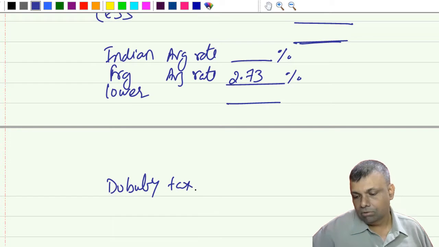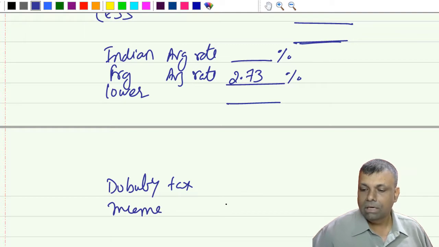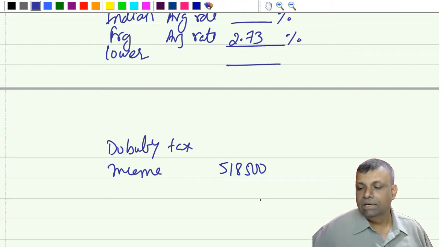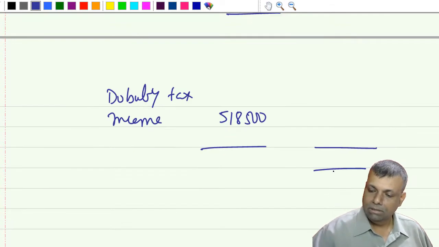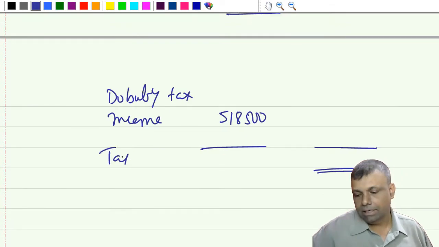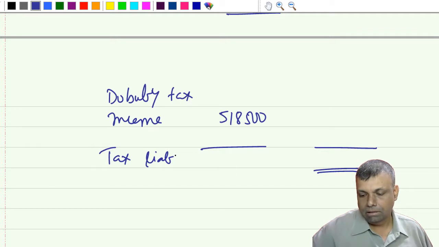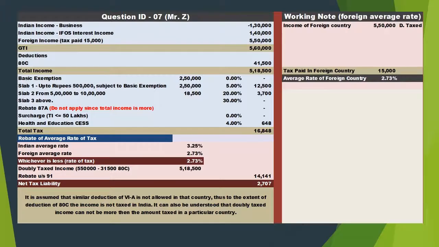Doubly taxed income is one of the main points. Here the doubly taxed income will be 5,18,500, because in India you are taxing only 5,18,500. When you multiply this, you will get a rebate under section 91, and this is your net tax liability. You can say deduction under section 91. This was one of the main points.